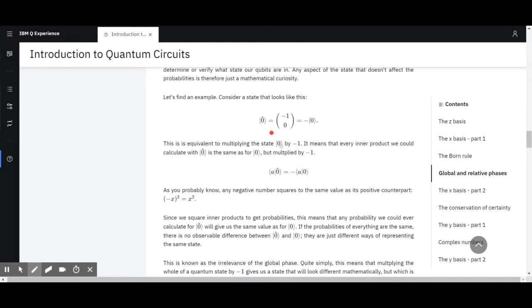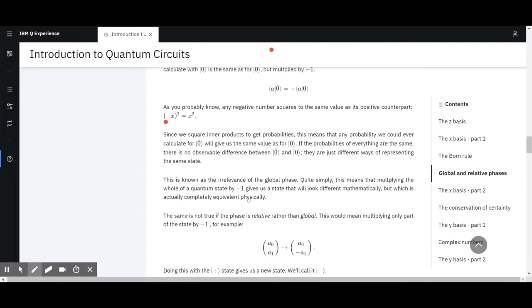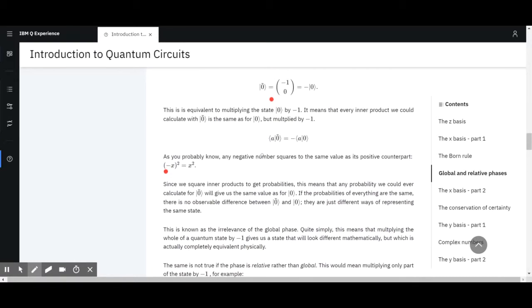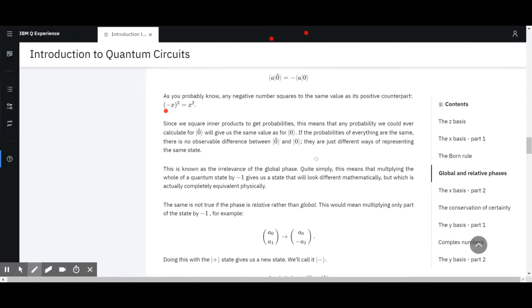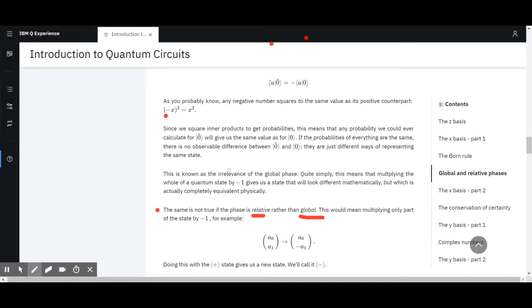This is equivalent to multiplying state 0 by minus 1. And as you probably know, the negative number squares to the same value. So this means that technically there's no difference between that and the zero state, right? But that is not true if the phase is relative rather than global. This is known as the irrelevance of the global phase.